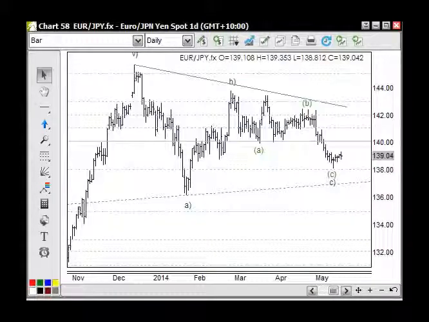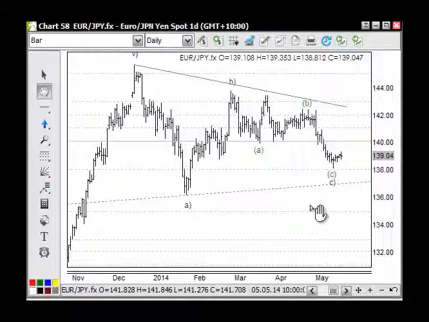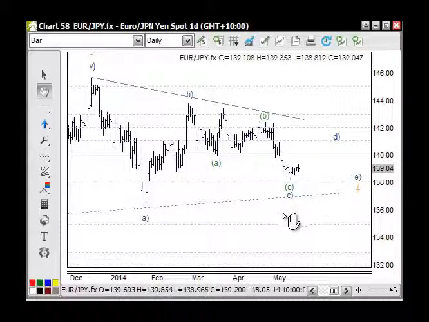Okay, the euro yen. Now, we were looking at this particular structure here, from this B wave down to here, as this C wave to here, as an A, and then a little A, B, and C for the B wave here, and down for the C wave here. And we're looking for a move up here.